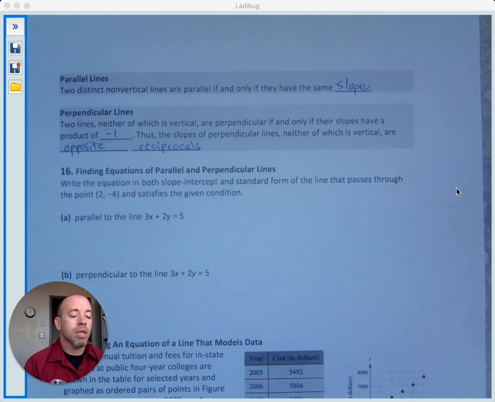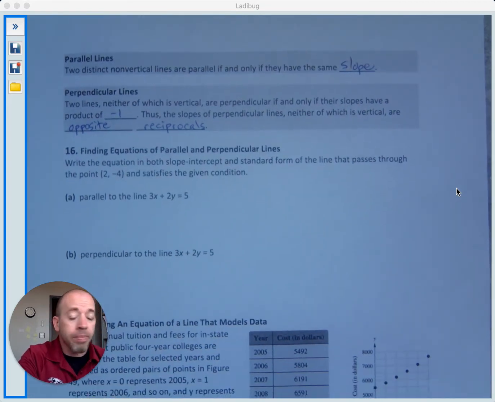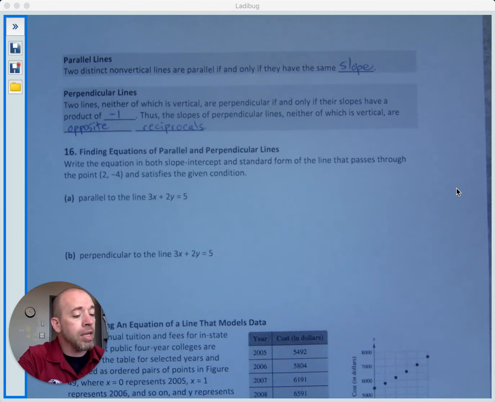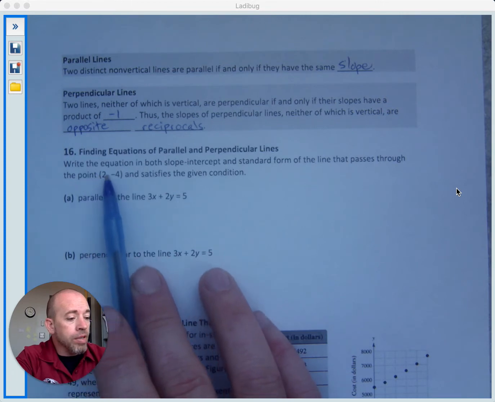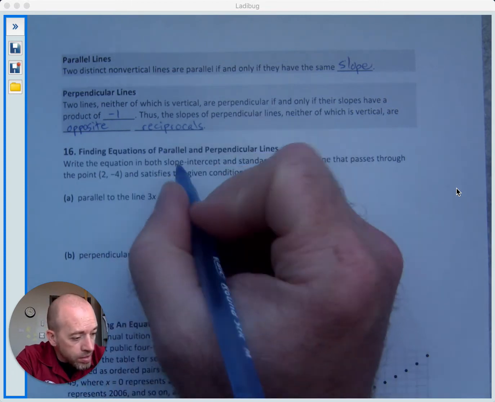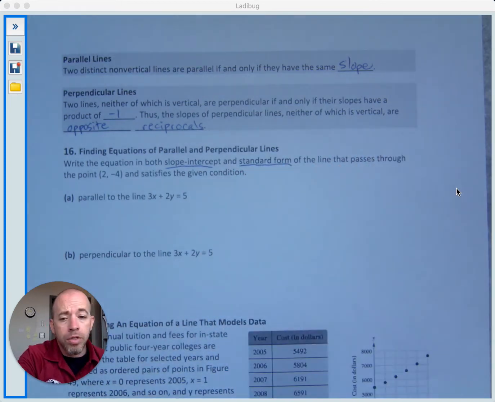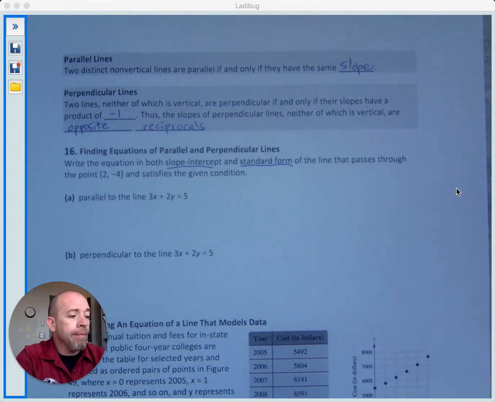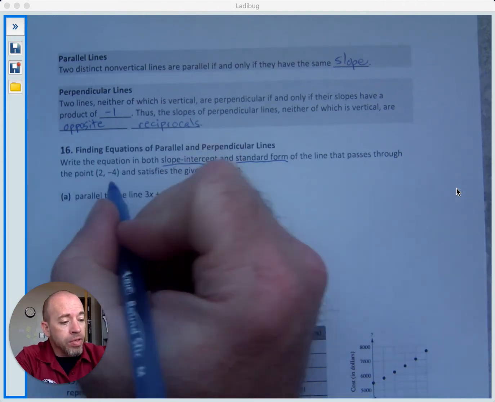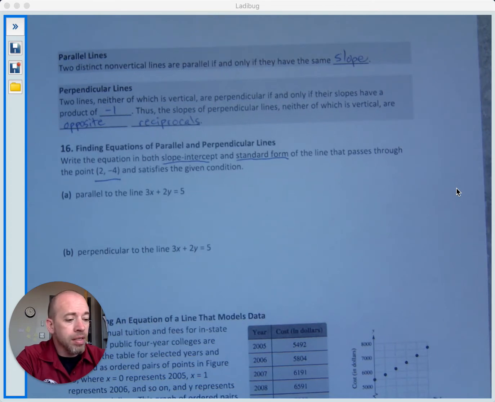Okay? So let's jump right into finding an equation of a line if we know some information about it being parallel or perpendicular to another line. In this example, we're trying to find an equation of a line, and this time it says both in slope-intercept and in standard form. Which is okay because we actually find slope-intercept on the way to standard form, so it's not any more work than what we did before. We're told that the line passes through the point 2, -4, and it satisfies these conditions.